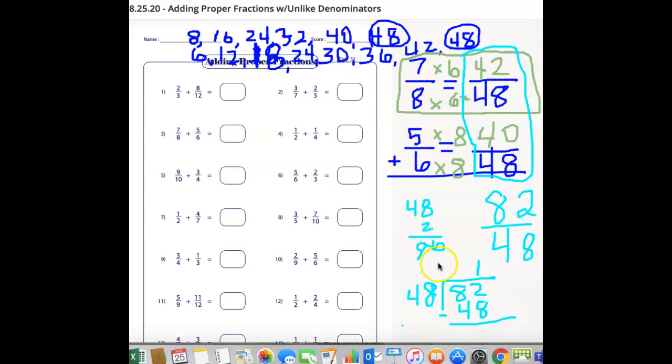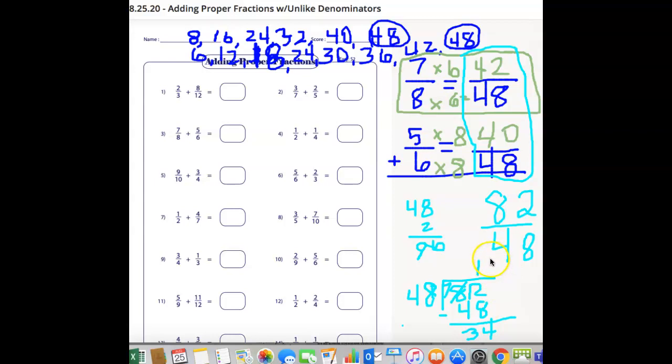96. And we know that 96 is bigger than 82. So this is a 1. 1 times 48 is 48. And now we have to subtract. We cannot take 8 from 2. So we have to borrow from the 8 and make this a 7. Make this a 12. 12 take away 8 is 4. 7 take away 4 is 3.